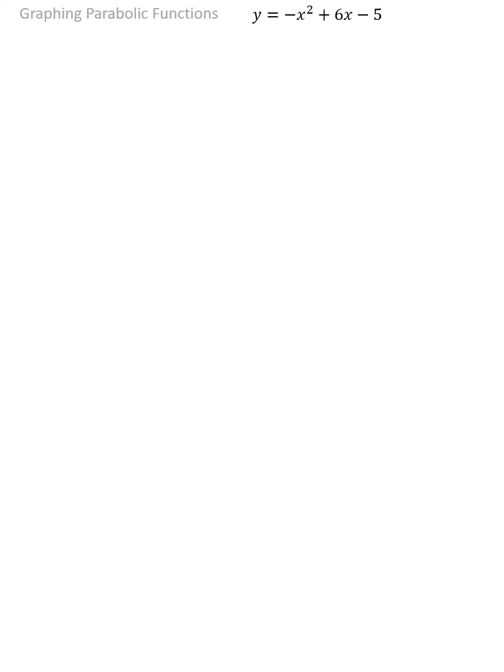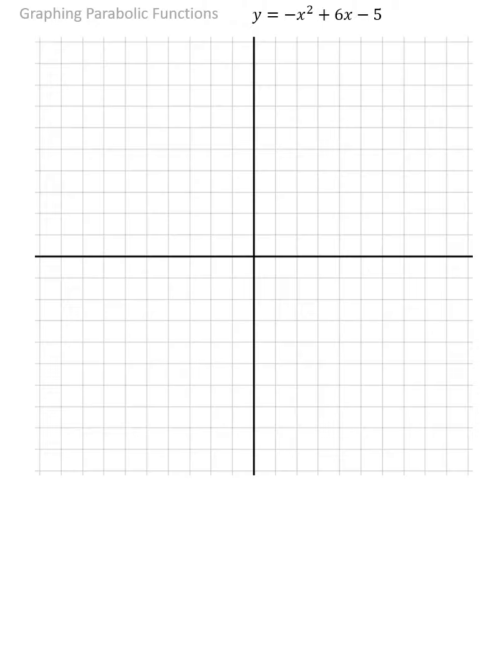Here's our first and only example. Let's take a look at this example. What I like to do is find each of the characteristics of the parabola separately and then piece it all together. Step one, I like to find the axis of symmetry first.